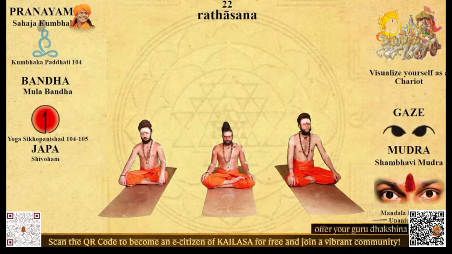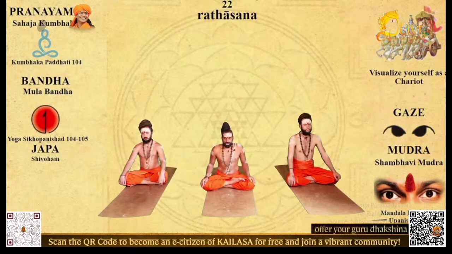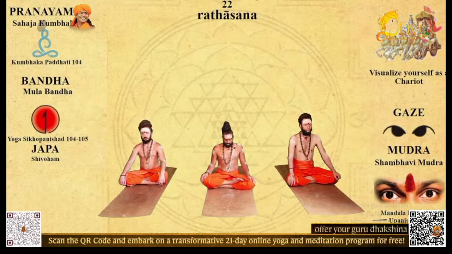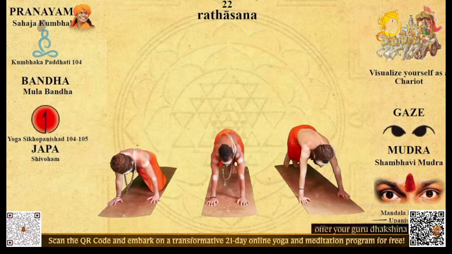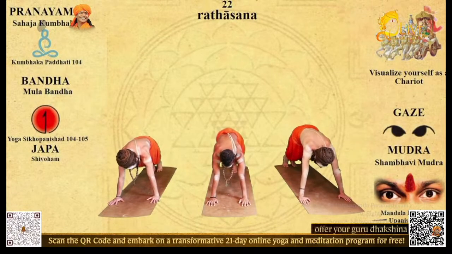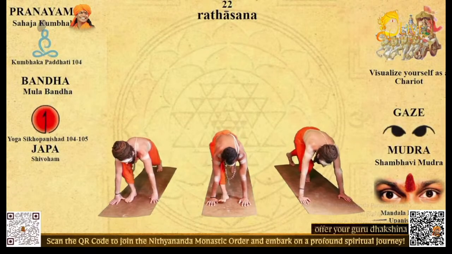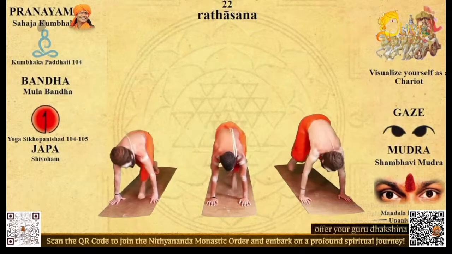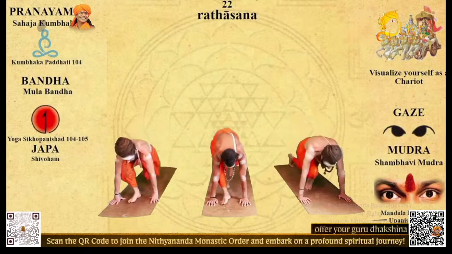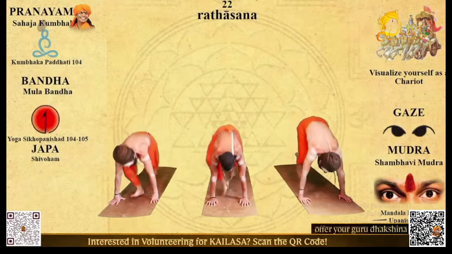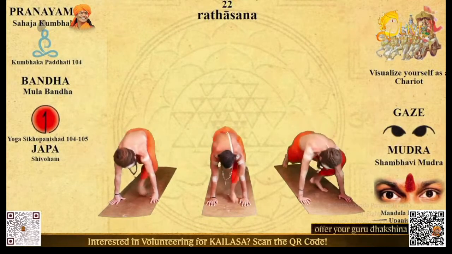Sorry for the technical glitch, now we'll be continuing our sequence with the Rathasana. Now as we bring body in the plank position, now bring one right leg between the hands and jump and bring the left leg, alternatively shifting the position of the legs both the sides. Visualize chariot in a space.